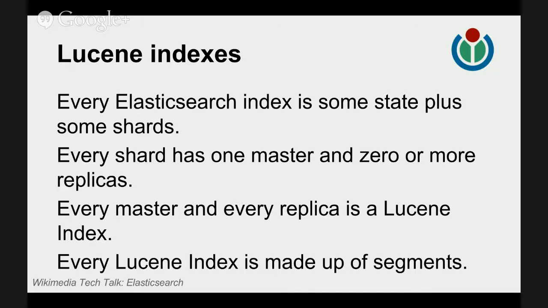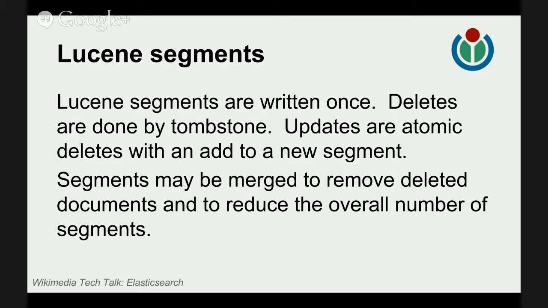So every Lucene index is made up of segments. And this gets kind of deep into Lucene, but Lucene segments are written once. Deletes are done by tombstones in the segments, and updates are done by atomic deletes and then adds to new segments. The only way to get the tombstones out is to rewrite the segments by merging them with other segments. And this also is how you go from, well, I have 30 segments, but that's too many. It makes querying very slow. So the act of indexing things in Elasticsearch is constantly this creation of new segments and merging them.